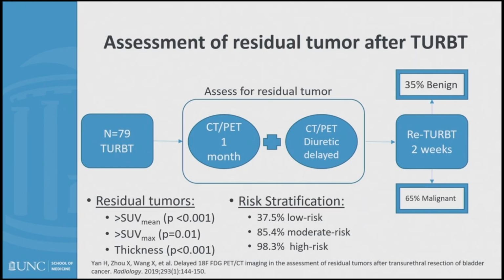And you can see here 35% of their patients had benign disease, 65% showed malignant, but essentially they looked at the standard uptake value to try to assess whether there was still residual disease in their bladder, with the ultimate goal of, if we can predict there's no more disease in their bladder, perhaps they could forego repeated TURBTs. And you could see here, as the SUV mean and max rose, that was associated with residual cancer in their TURBT specimen, as well as thickness of their bladder. They could risk stratify their patients in terms of low risk, moderate risk, and high risk, and then further determine whether those patients in that low risk category could forego another repeat TURBT and all the potential complications that may come with that.